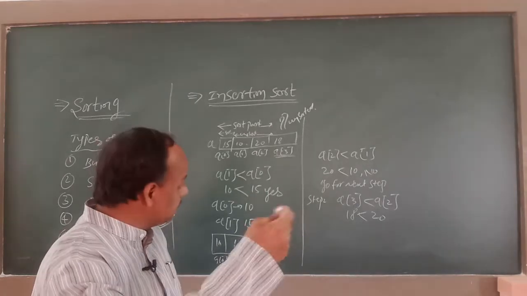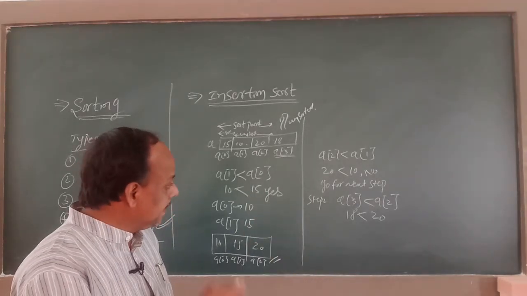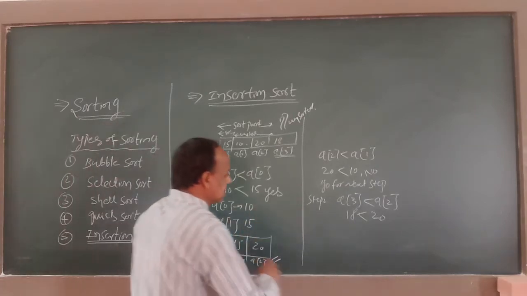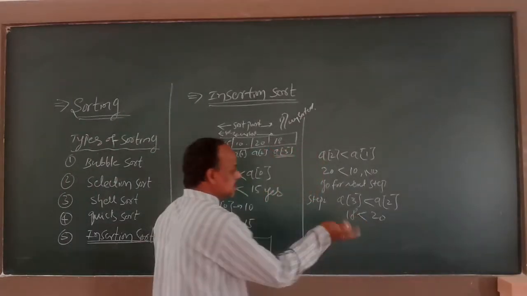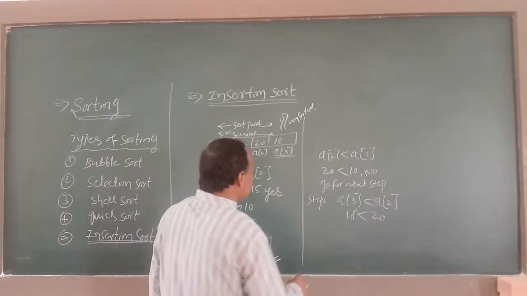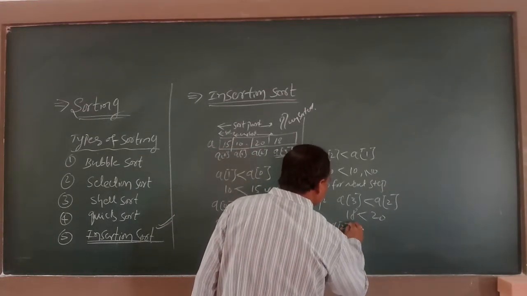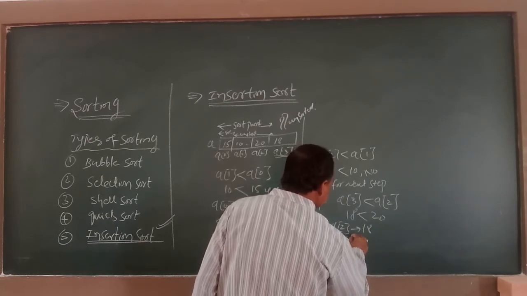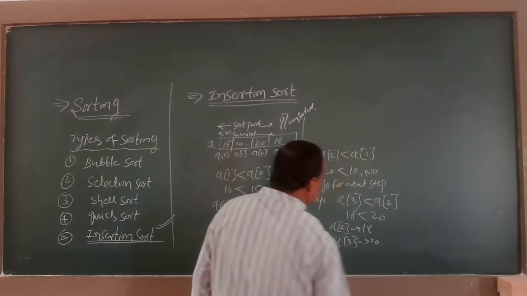Right? A of 3 is less than A of 2. What is there in A of 3? 18 is there. 18 is less than 20. Yes. Yes means interchange the elements. That is, in A of 2, 18 comes. In A of 3, 20 comes. Right?